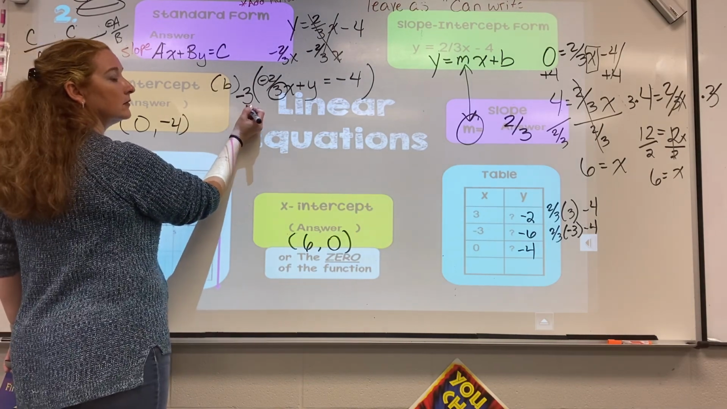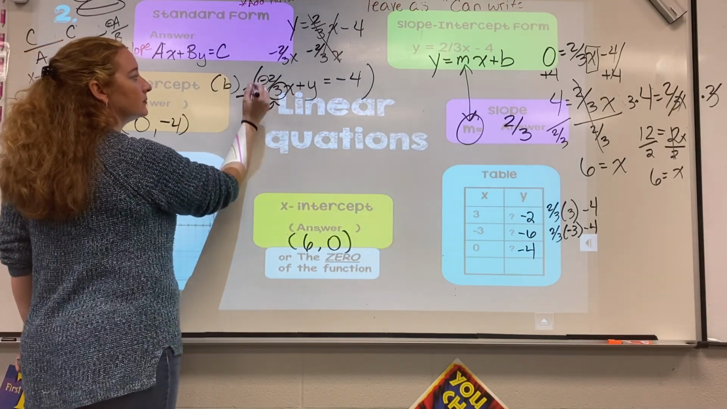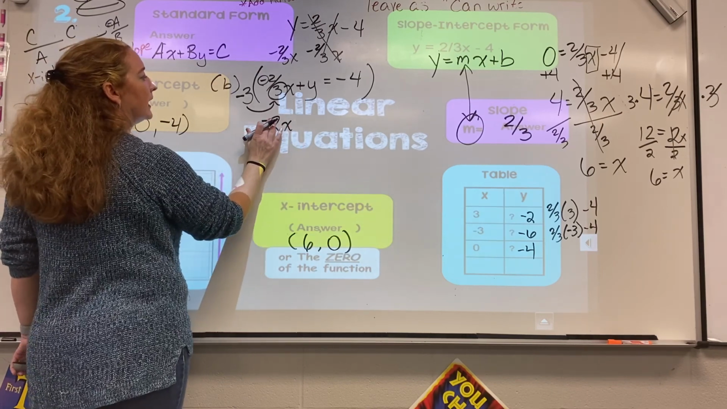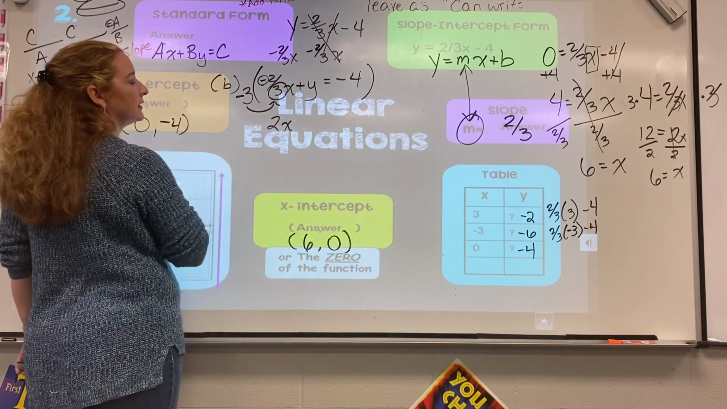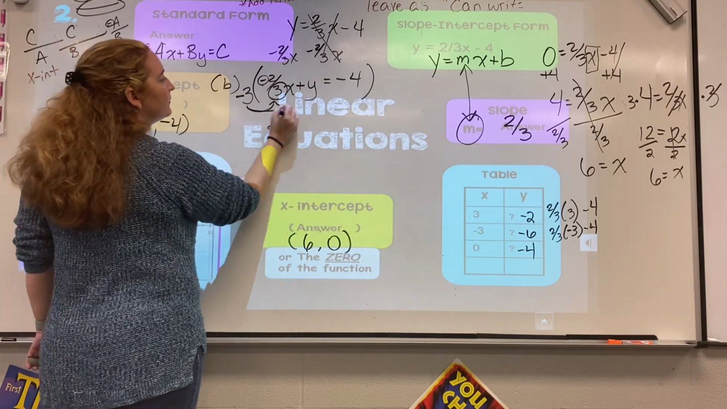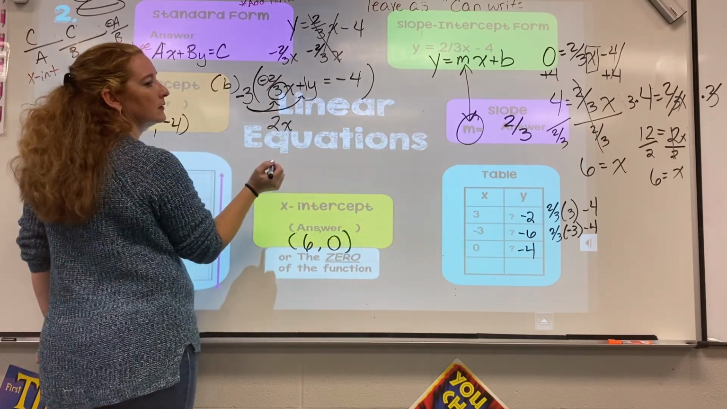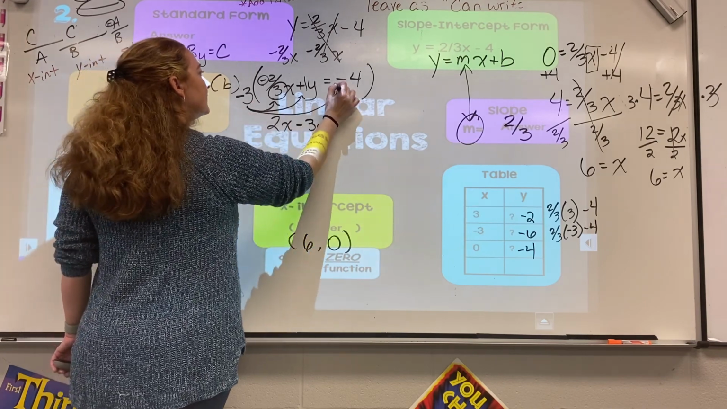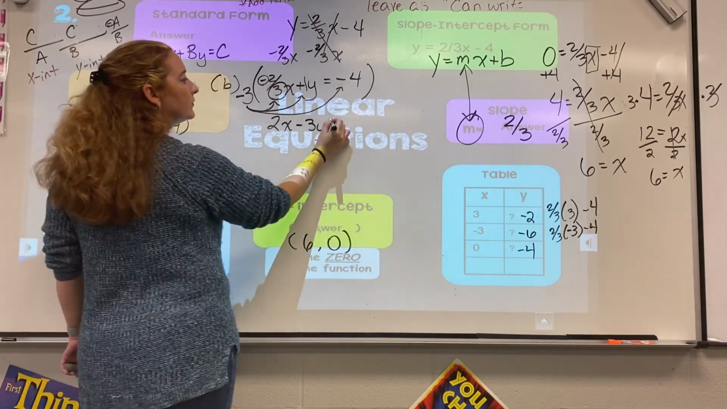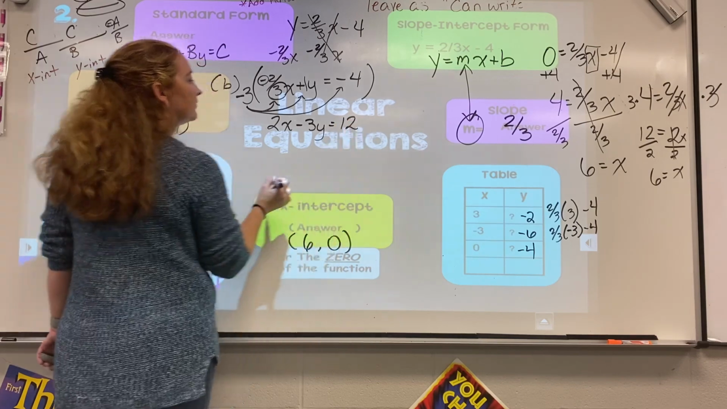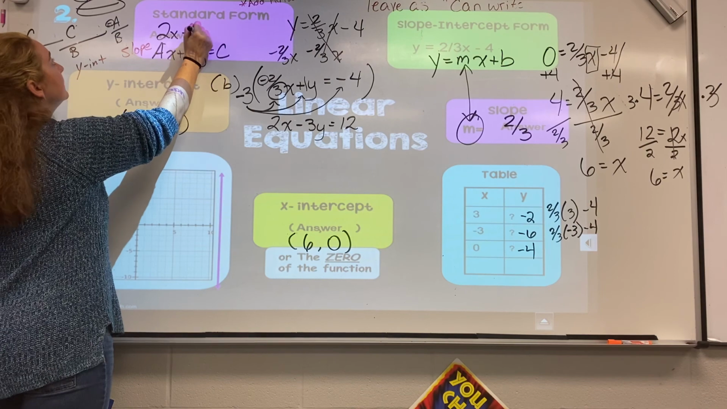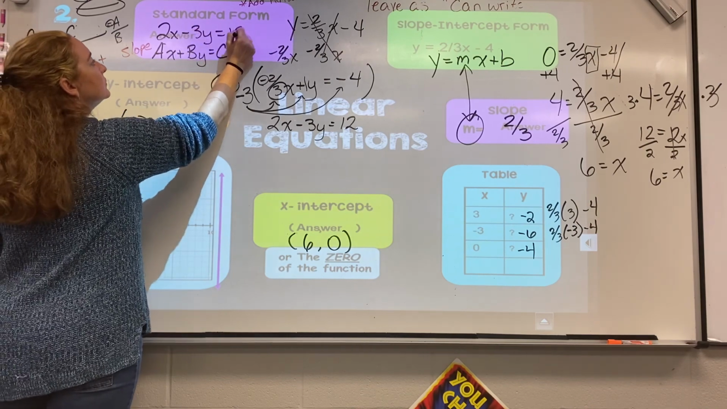So -3 times -2/3 gives me -2x. Oh, actually positive 2x, because negative times negative is positive. And then -3 times 1y gives me -3y. And -3 times -4 gives me a positive 12. So my standard form is 2x minus 3y equals 12.